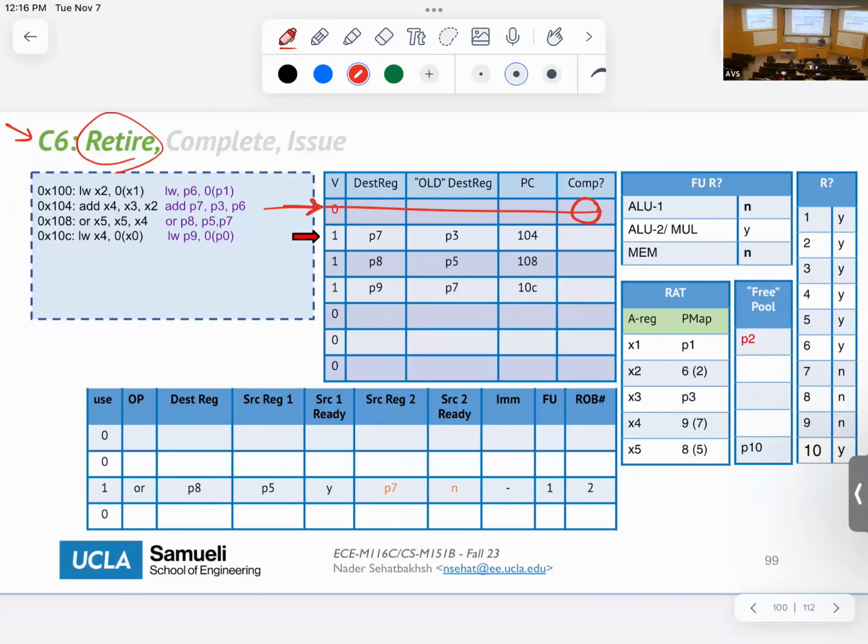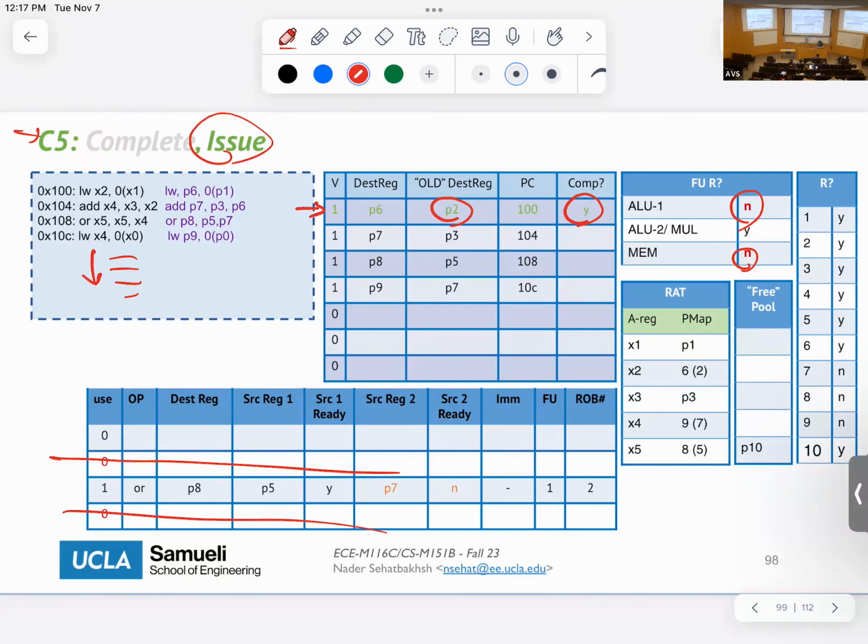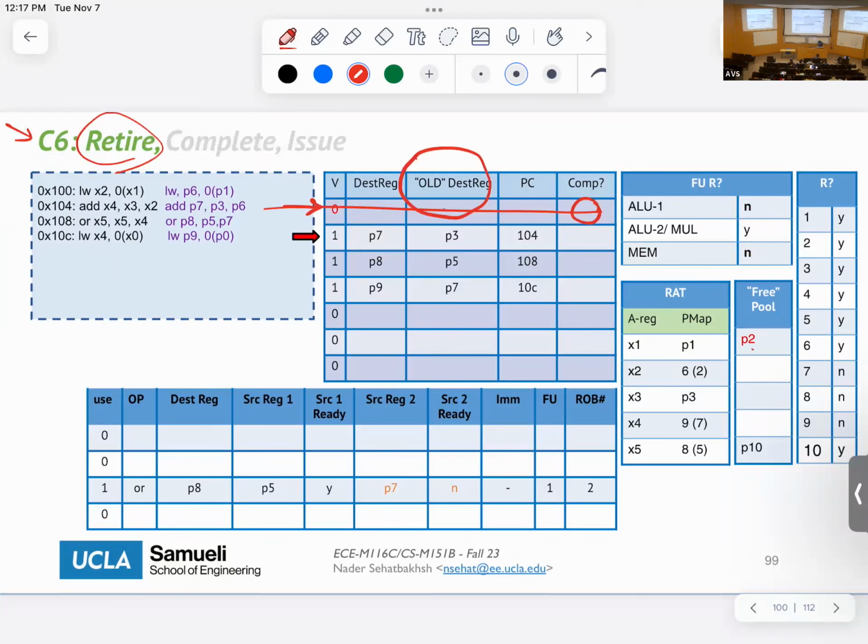So at the beginning of this retire cycle, boom, I'm going to get rid of that from the ROB, and then I'm going to update my register file, my memory, PC, and anything else that needs to be updated. The important thing here is that I'm going to free the old register. If you remember, the old register was P2, so I'm going to put P2 back into my free pool, okay? I'm freeing the old one, not the current one, because the current one is still in use, but the old one is now ready to be freed.